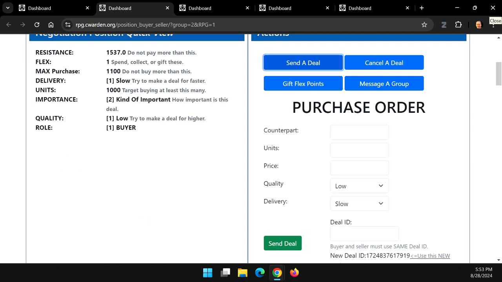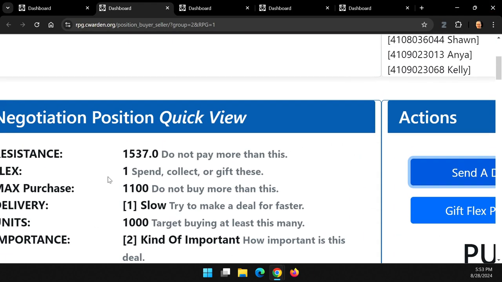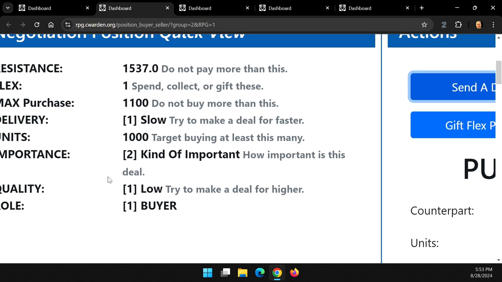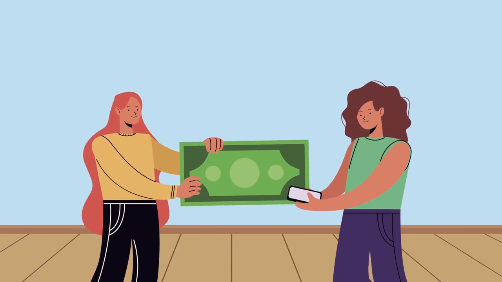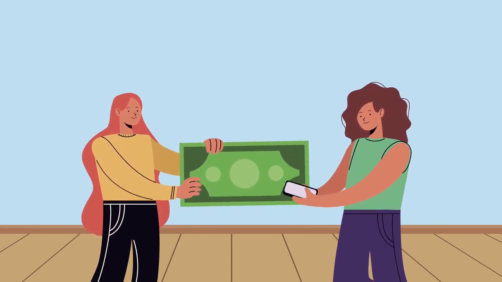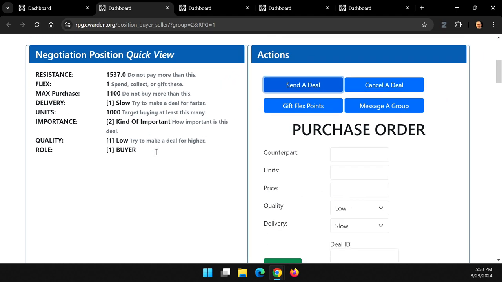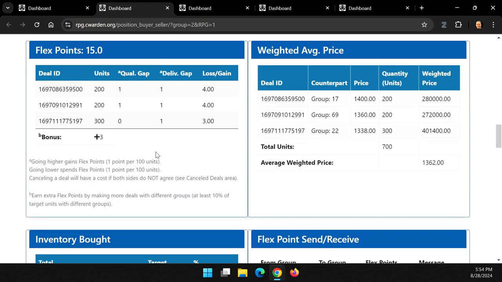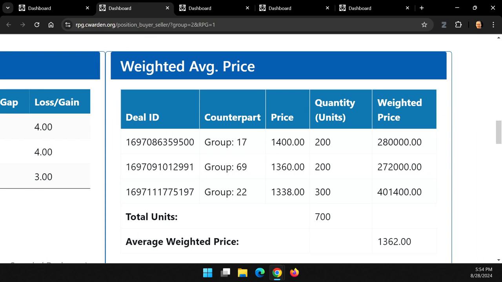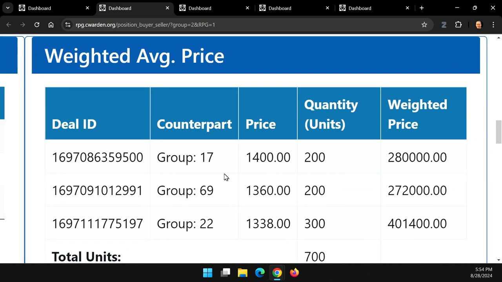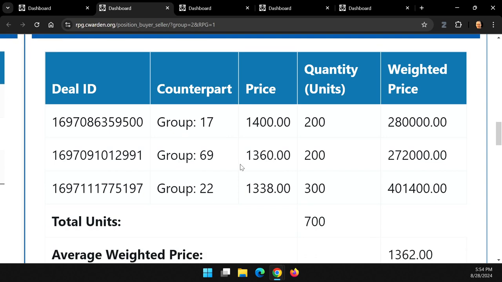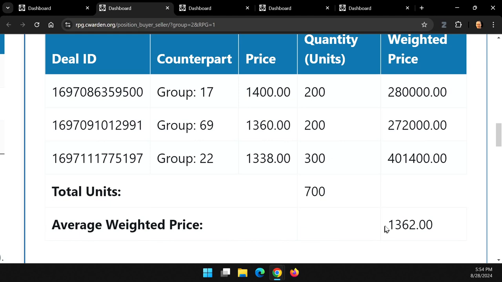All right, so let's look at this example here. We have a buyer and their resistance is 1,537. That's their resistance. So they're going to buy at this price or lower. They would like to buy lower, of course. Okay, so after they make some deals, what we can do is we can look at the prices of those deals. So we come down in our app to this section here called the weighted average price. So the weighted average price is the summary of the deals, all the deals you made. In this case, this group made 3 deals and they add up the prices and the number of units and you end up with your weighted average price.